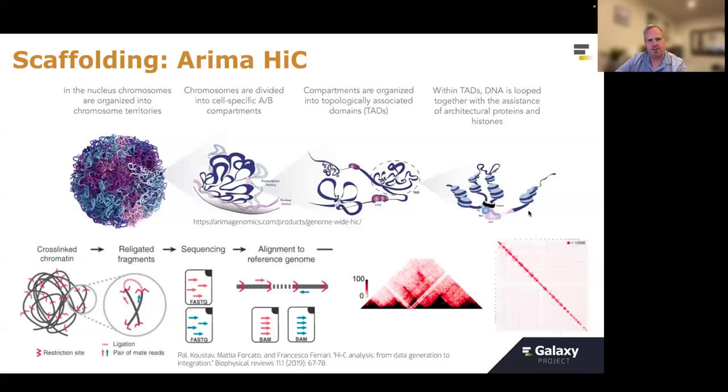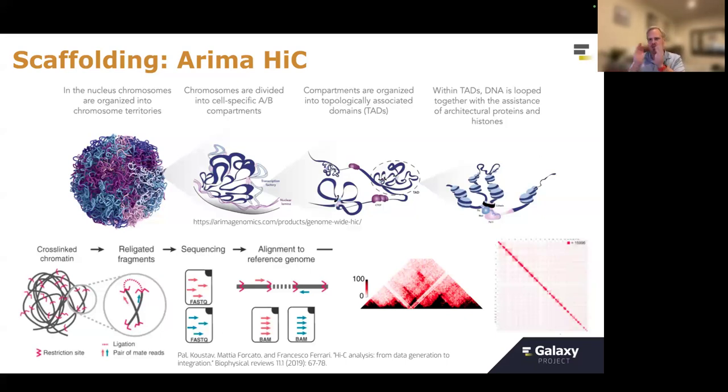Another type of data that you can use for scaffolding is called Hi-C. There are a few vendors that provide kits for this. The one that we really like is called Arima. They have an excellent kit for deriving these types of data. So Hi-C sequencing is a way to look at chromatin conformation, where inside of cells the DNA folds up and gets rearranged.